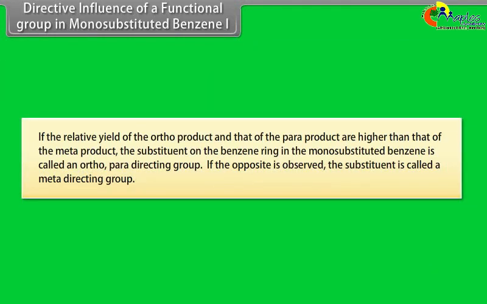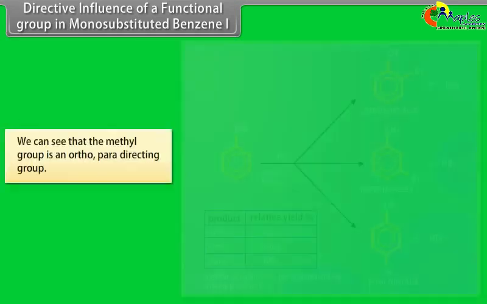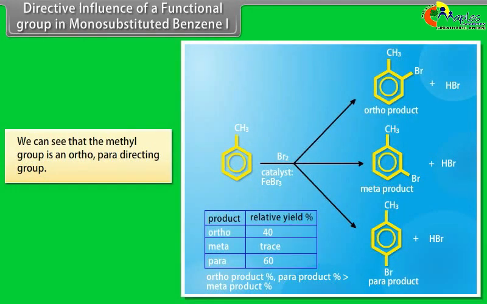If the relative yield of the ortho product and that of the para product are higher than that of the meta product, the substituent on the benzene ring in the mono-substituted benzene is called an ortho-para directing group. If the opposite is observed, the substituent is called a meta-directing group. Look at this example. We can see that the methyl group is an ortho-para directing group.